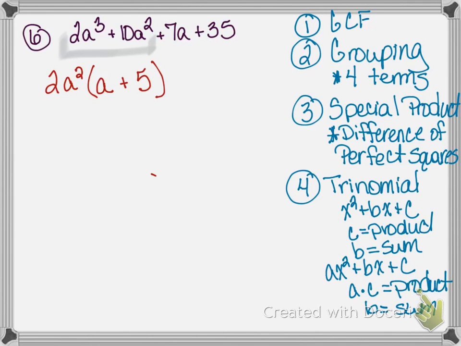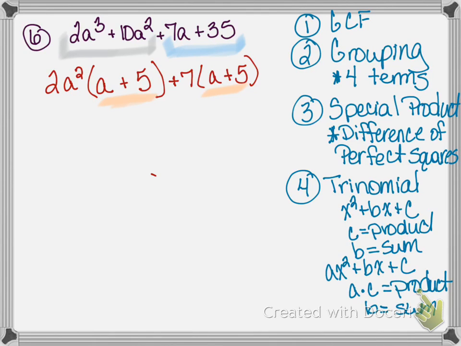Okay? The next thing that I'm going to do is I'm going to look at my last 2 terms. Okay, I'm going to look at my last 2 terms. I can take a 7 out of both of those, and I'm left with a plus 5. Now, this right here, these 2 things have to be the same. If they are not the same, then you have made a mistake somewhere.